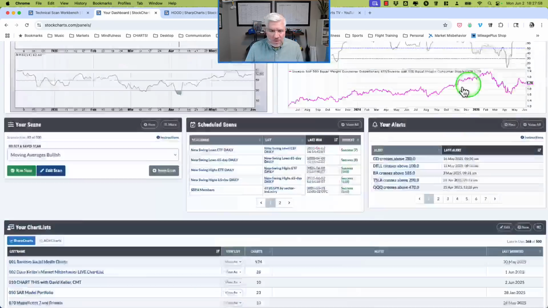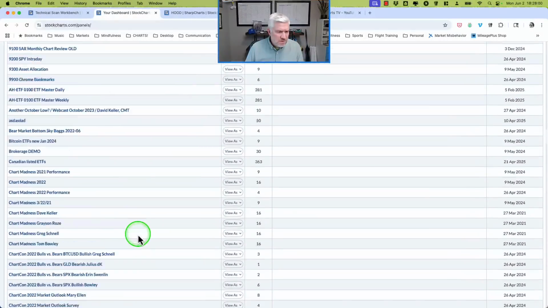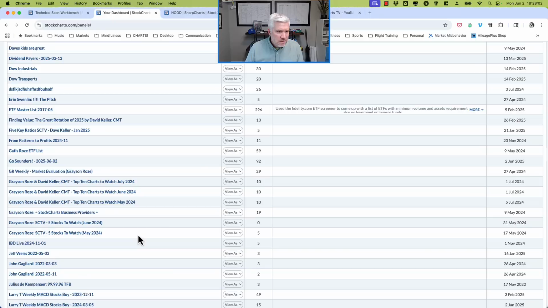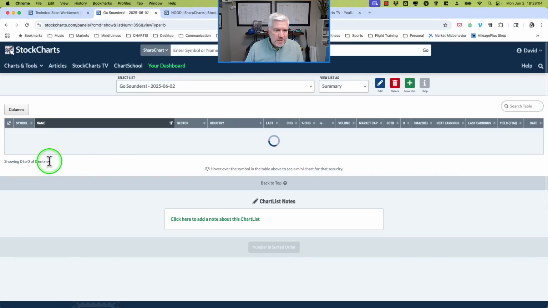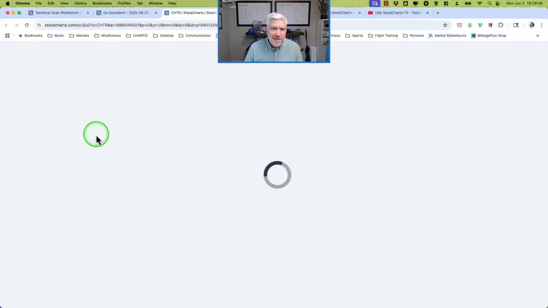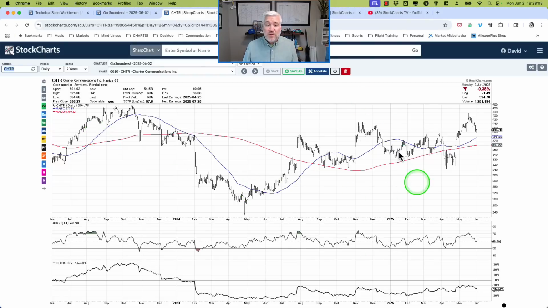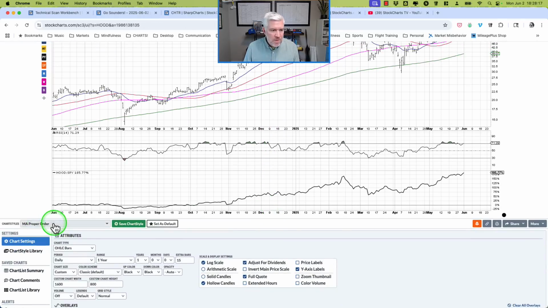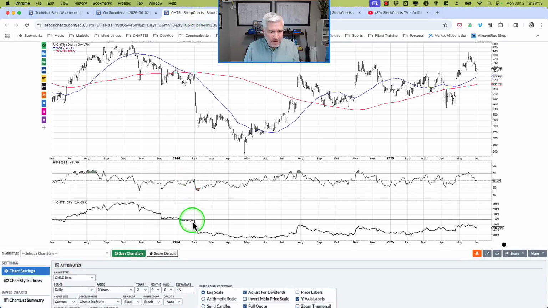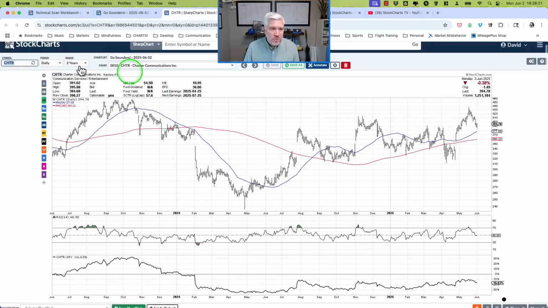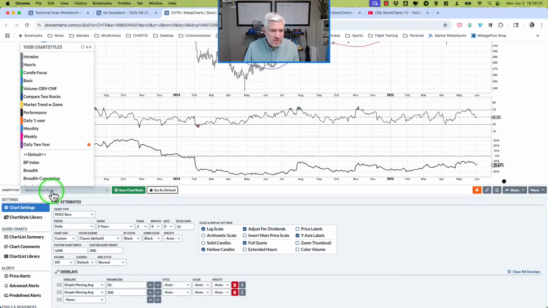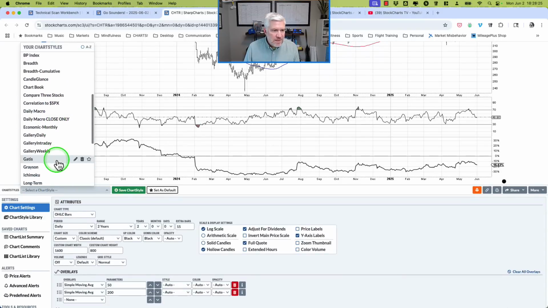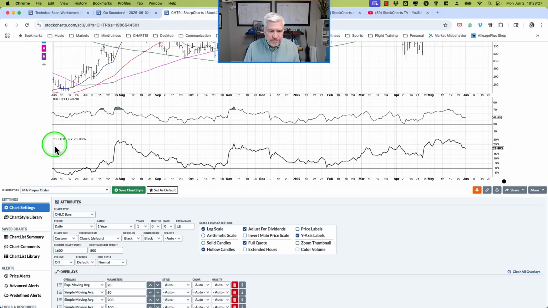I can go to chart lists. I go down to Go Sounders. You can see I've run quite a few of these. Here's my list. I'm going to bring up the first stock. One thing I noticed is this is using my default chart style, but I actually want the one that has all of these cool moving averages. This one that I created, right? This one here that I called MA proper order. So here's how we do that. We go to the first result, which was Charter Communications. We go to MA proper order.